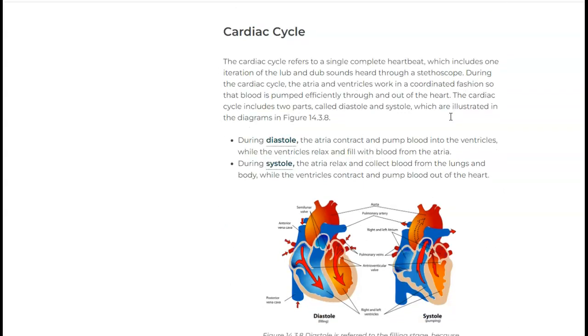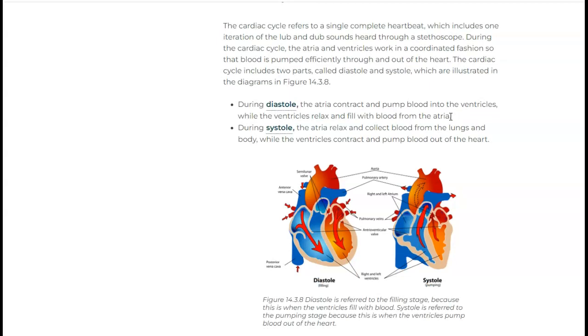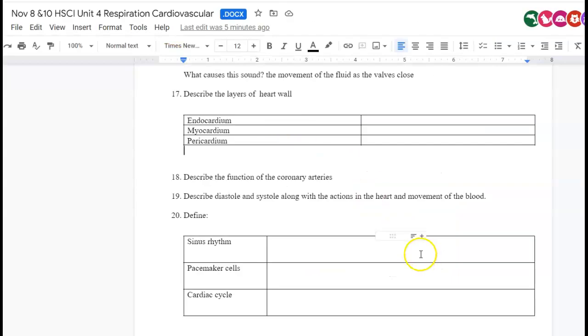Now let's look at how the heart contracts. The contraction is called systole and the relaxation is called diastole. Dia means through, so the heart needs to relax in order for the blood to come back in so it can go through. Systole, diastole is just a fancy way of saying contraction and relaxation. Describe systole along with the action and the movement of the heart.